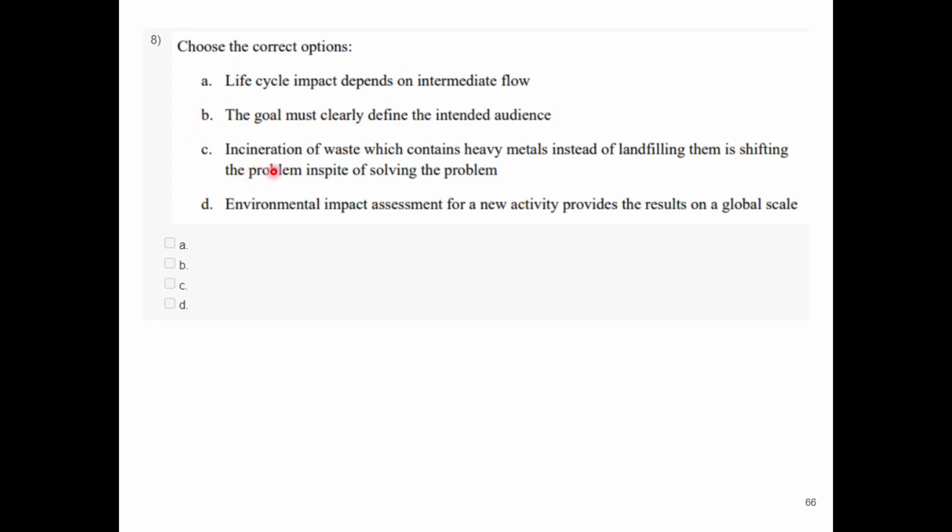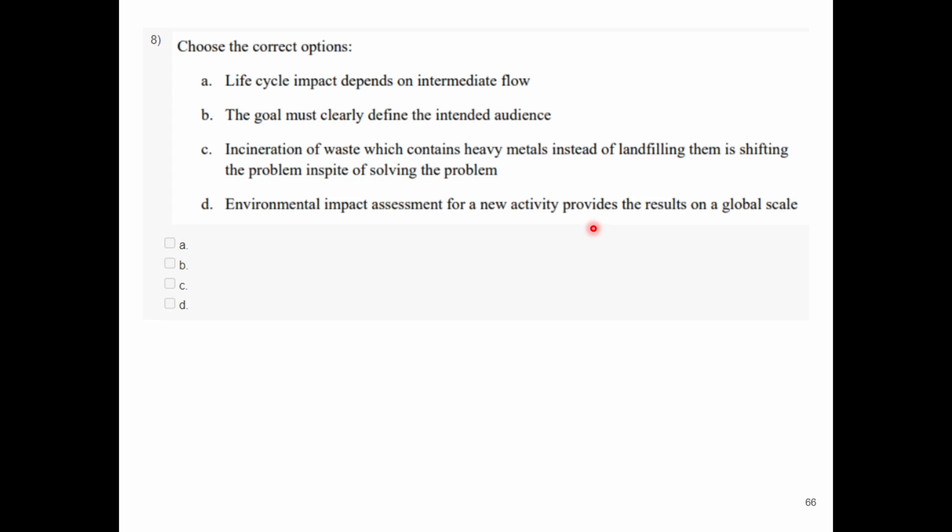So B is correct. C, incineration of waste which contains heavy metals instead of landfilling them is shifting the problem in spite of solving the problem, so that we discussed. So it is a shifting of the problem. Instead of landfilling the heavy metals, we are just burning them. We may have removed the waste, but that has gone to the air, which in itself has become a new problem. So C is correct, that is shifting the problem. And D, environmental impact assessment for a new activity provides the results on a global scale. That is true, because all the indicators which we are using have implications globally. It is not regional or local.